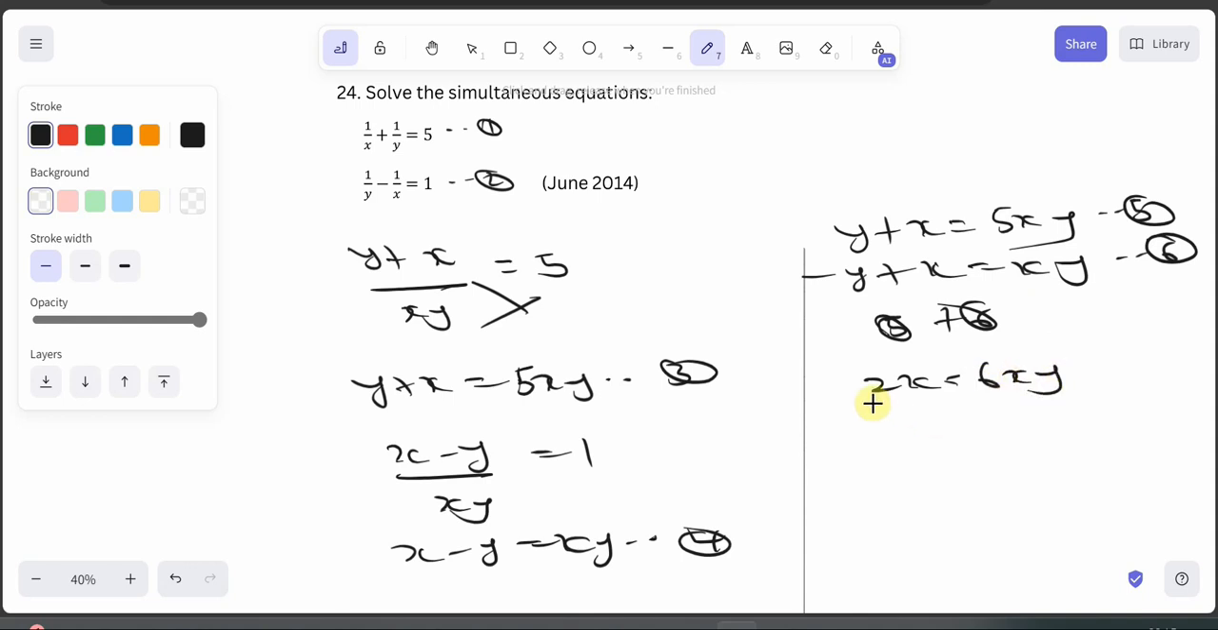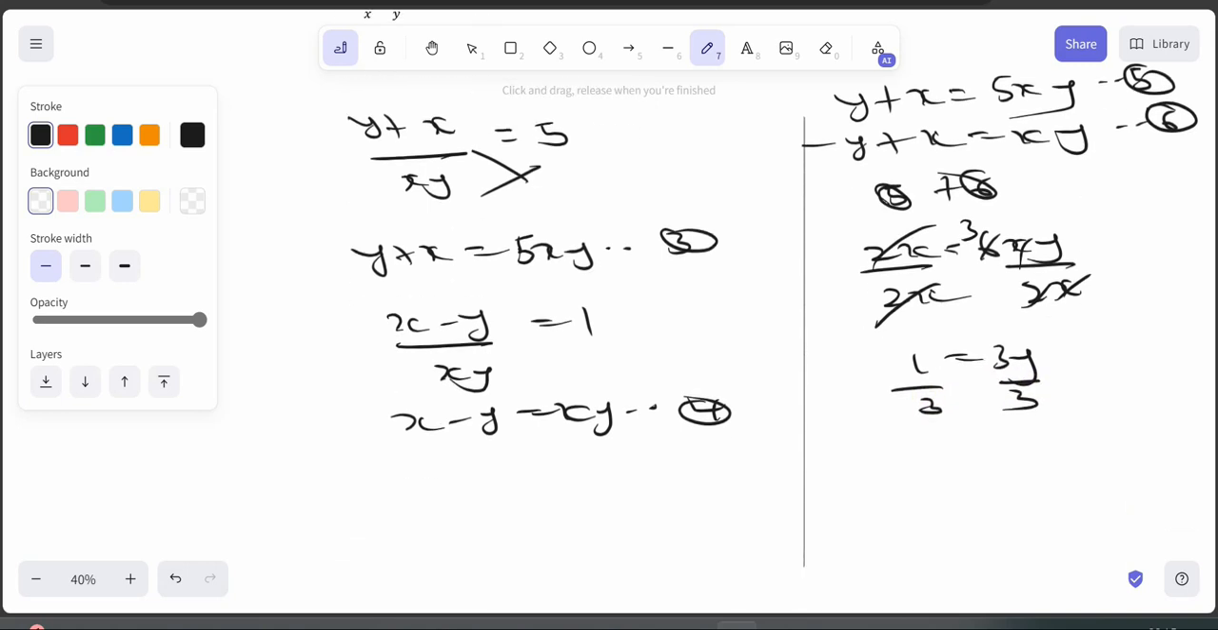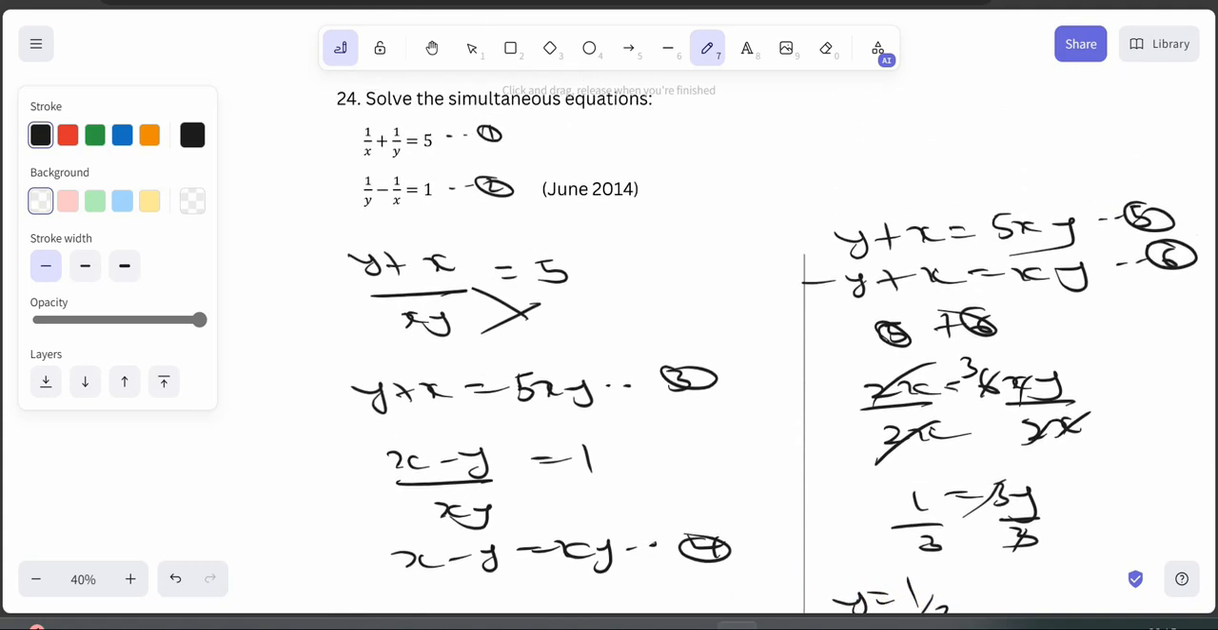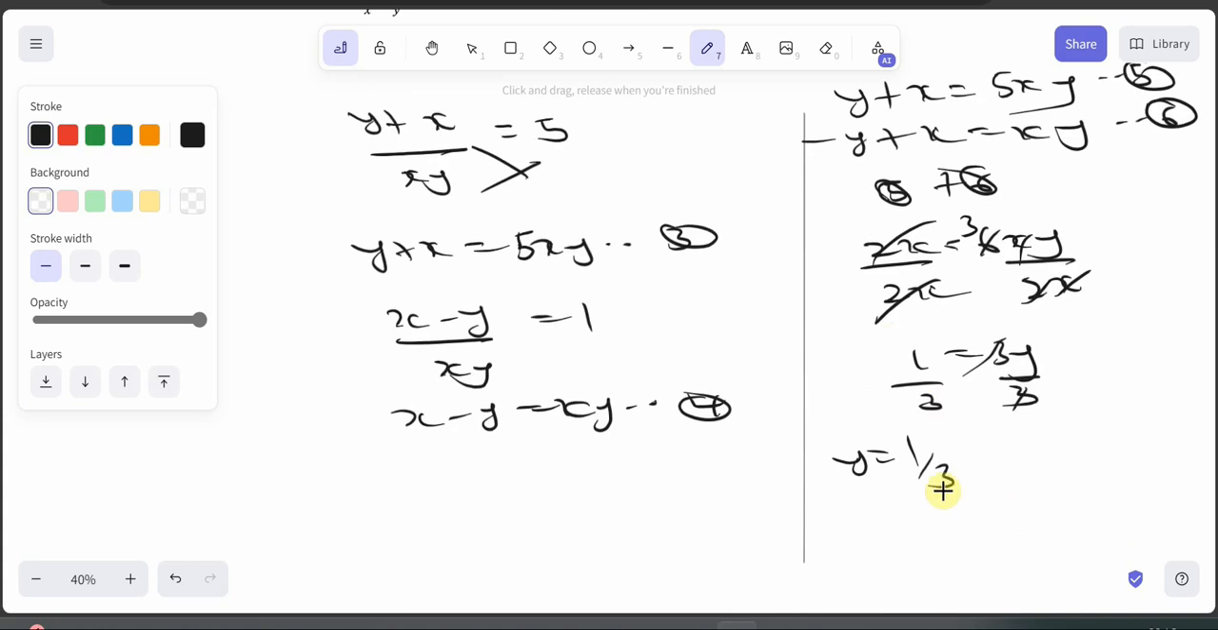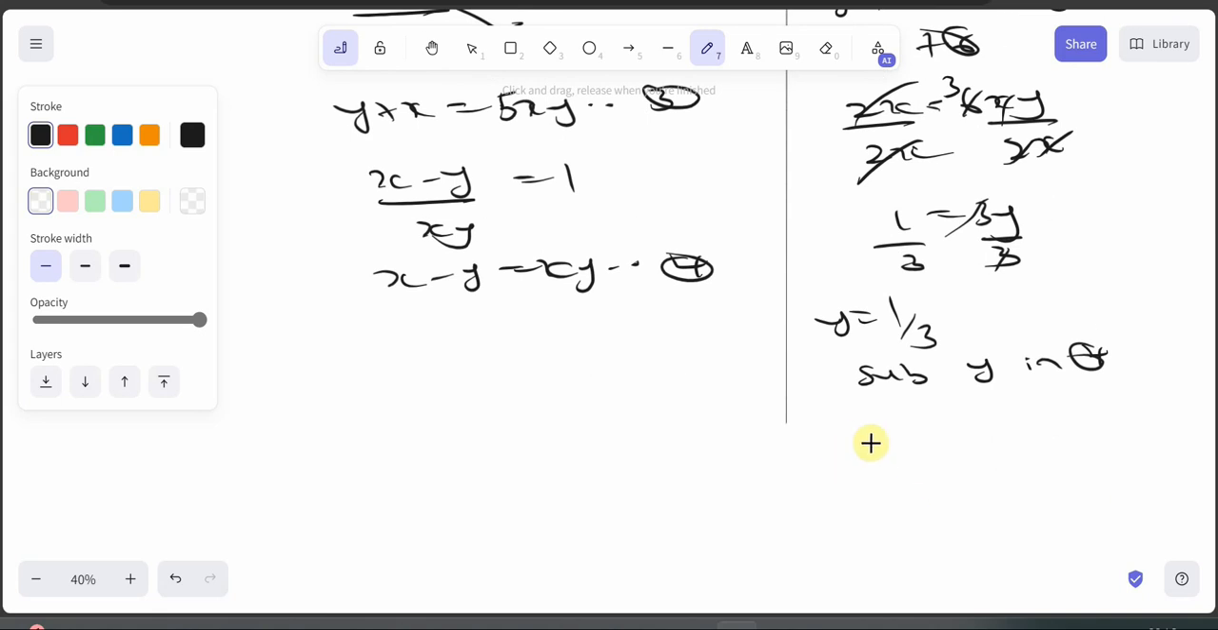So if I divide both sides by 2x, this will cancel this. 2 will cancel this. This will be 3. So 1 will be equal to 3y. And if I divide both sides by 3, that means my y would be equal to 1 over 3. And from here, I can find what x is. Let me use one simple equation to find x. So substitute y in equation 4, right? So that will be x minus 1 over 3 is equal to x times 1 over 3. So this will be x minus 1 over 3 is equal to x over 3.